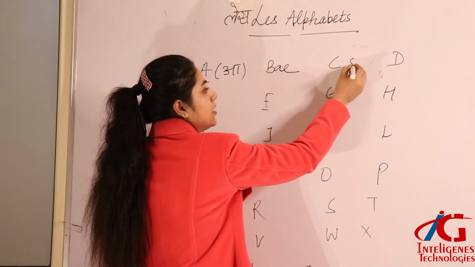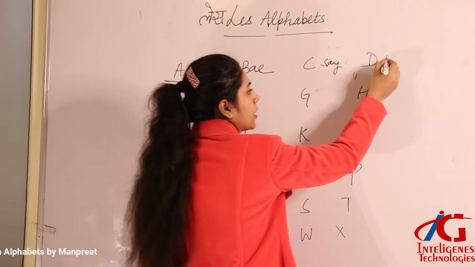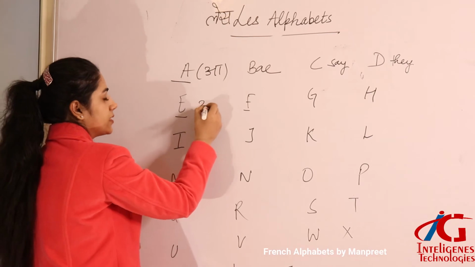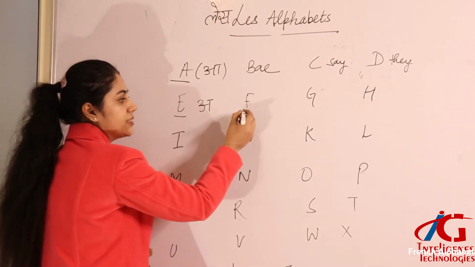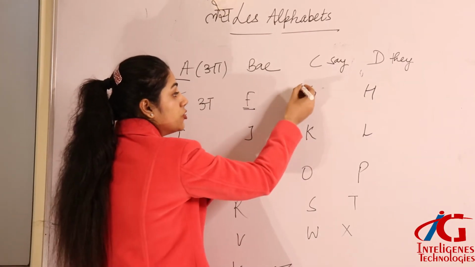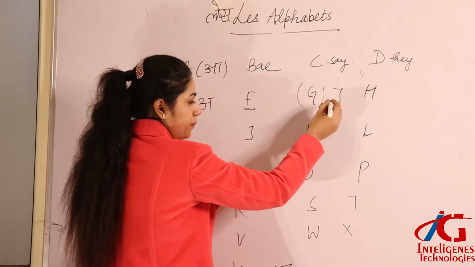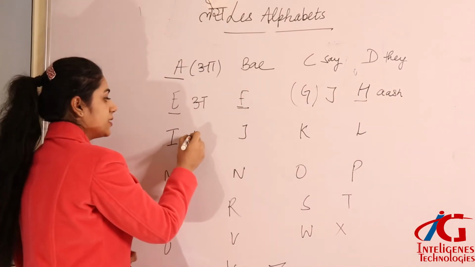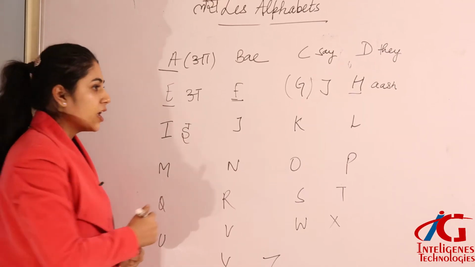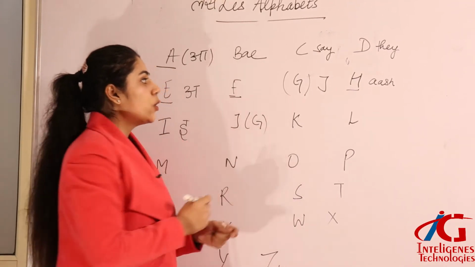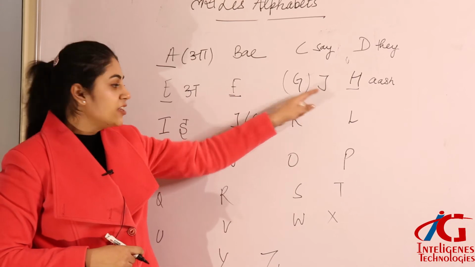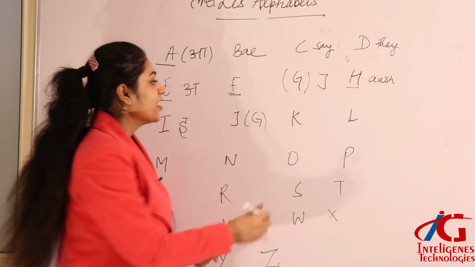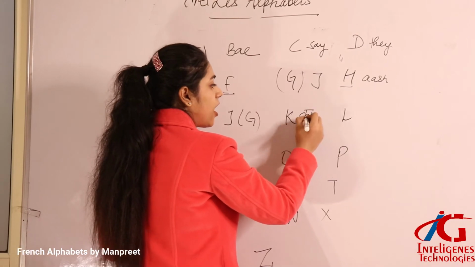B, C, D. E is pronounced as A in French. This is F only. Now G is pronounced as J. Ash. This is E. This is G. So G is pronounced as J in French and J is pronounced as G in French. It's wonderful, right? So K is K.